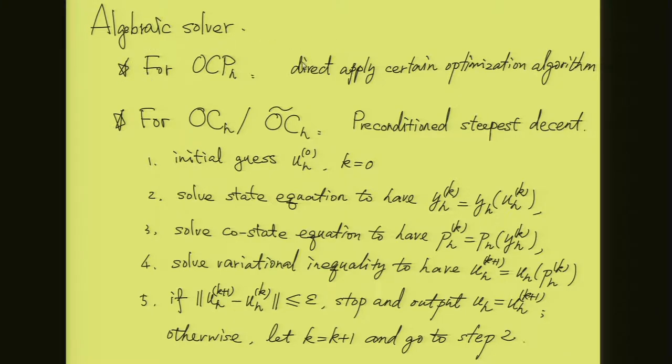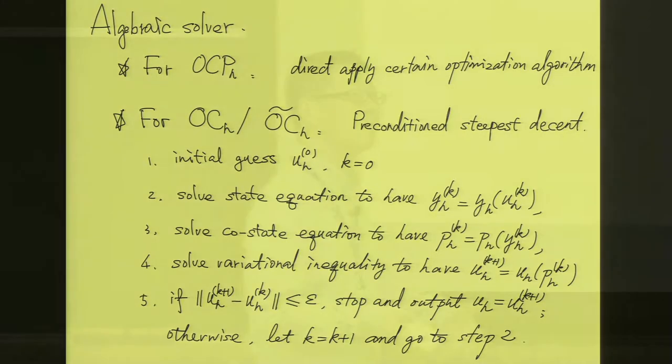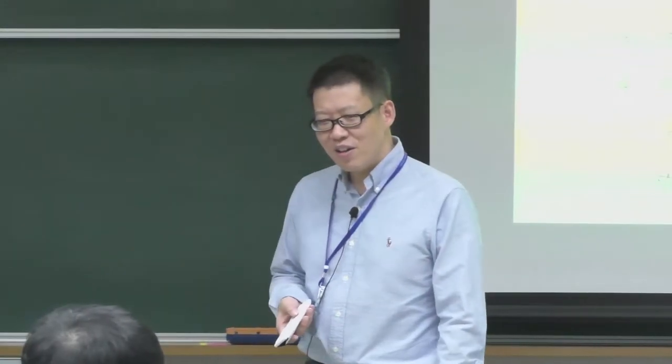Yeah, the algebraic solver for the discretized problem. For the optimization problem, we can directly apply an optimization algorithm. But for this optimality condition, we can use the so-called preconditioned steepest descent method. It is the most simple method, but if you can give a very high quality preconditioner, then it can be very efficient.